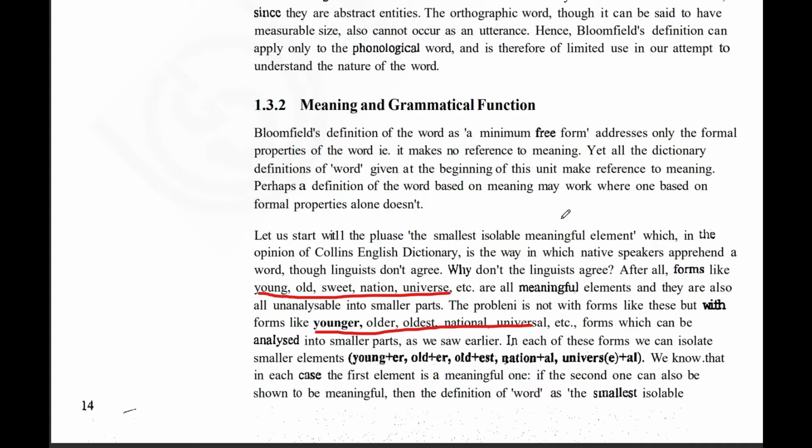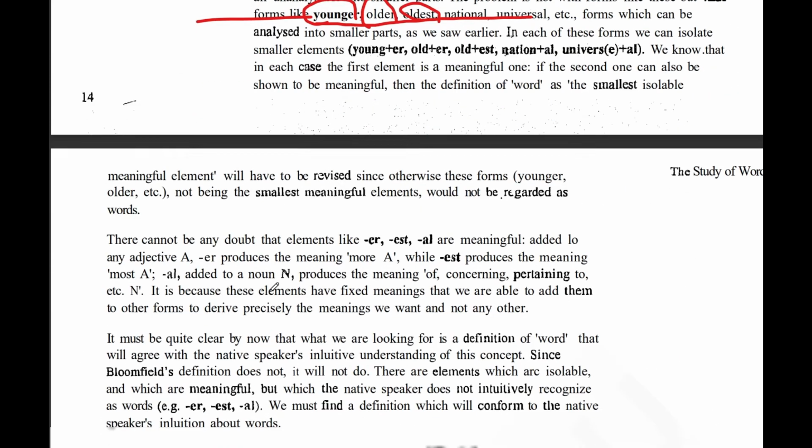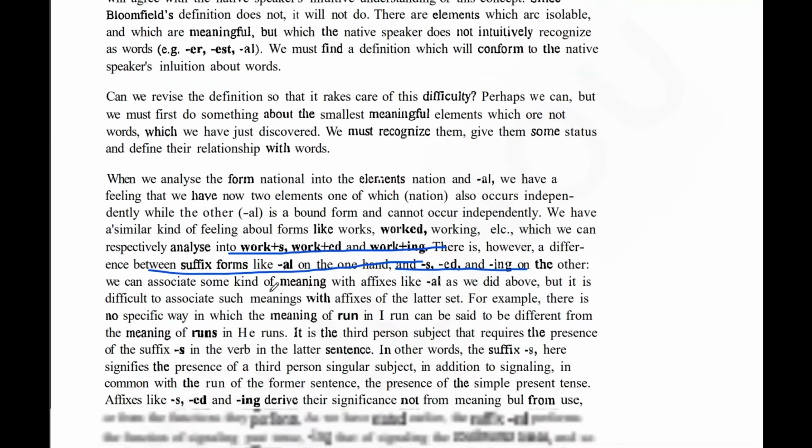When I say the word young or old or sweet, this is a word. Of course, it's a word. But when I say the word younger, older, oldest, or sweetest, are they still a word? Because the definition of word was that the smallest combination of letters which cannot be broken further, right? Something which cannot be broken further, that is how a word should be. That is what we think a word should be, but actually that's not the definition of word. That is the definition of a morpheme.